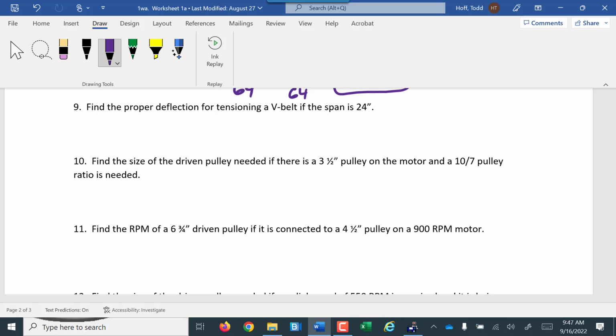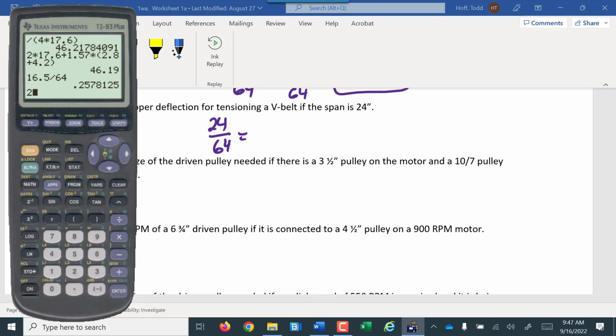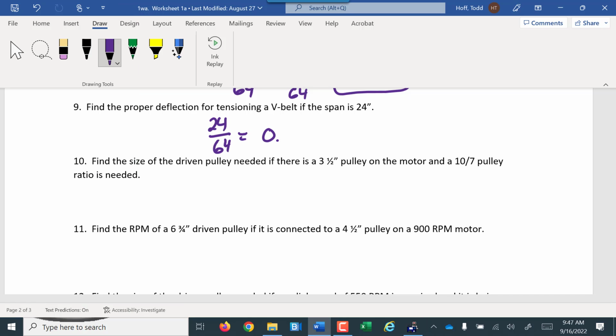So V belt that has a 24-inch span, that'll just be 24 over 64, which we can divide out. 0.375, of course, that is 3/8 of an inch.